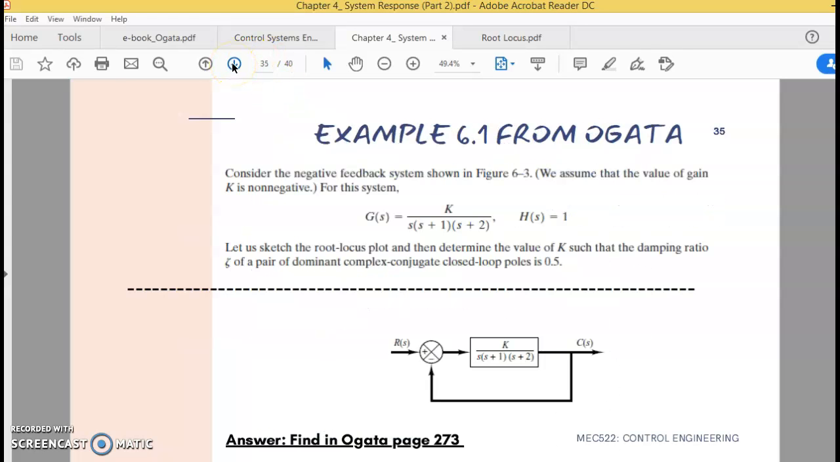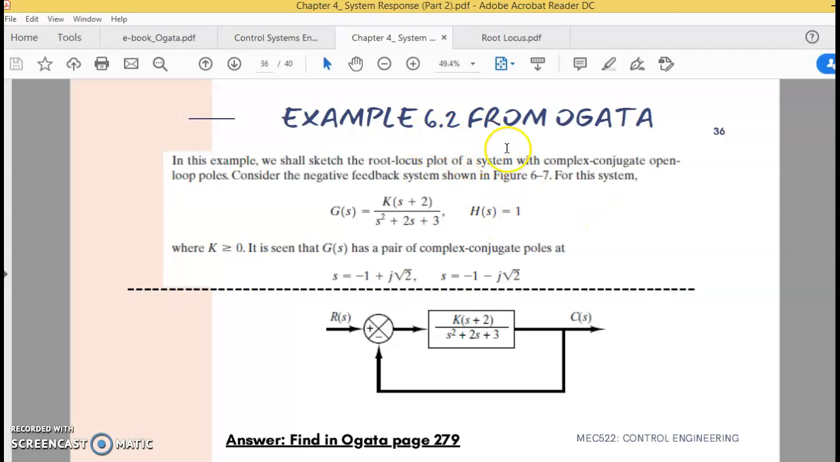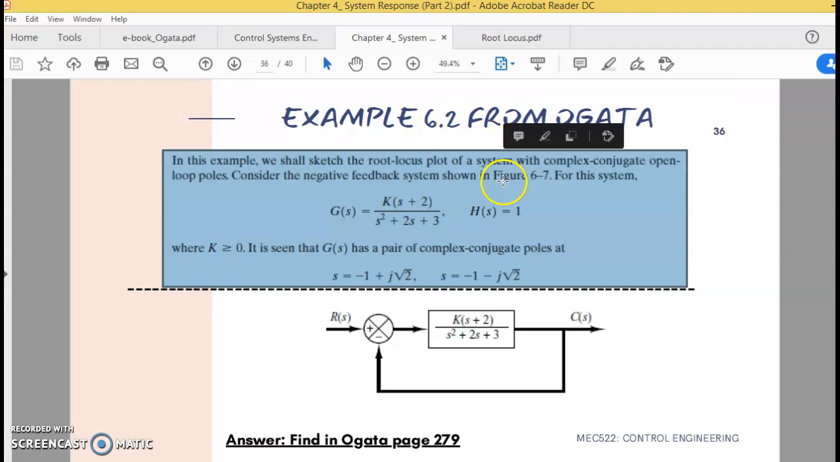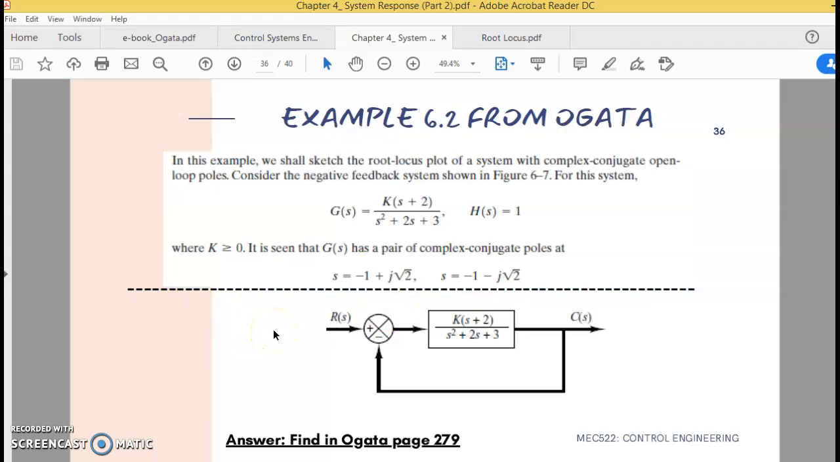Okay, another example 6.1 for Ogata. So this one you can see the textbook Ogata, and then you can find the answer. For the Ogata, dia sangat detail dia punya solution, tapi mungkin ada few yang akan buat juga confused. So boleh pergi detail dekat Ogata. And then this one for the complex conjugate, sama juga, boleh tengok pada Ogata textbook. Then boleh try for this example.